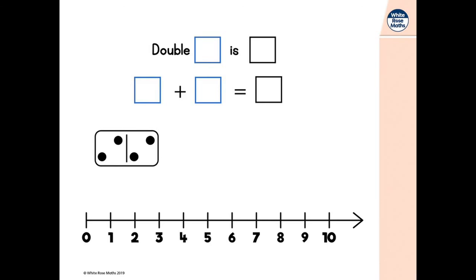Can you see? Yes, we're doubling the number 2. And when we double 2, we have to add 2 plus 2. Let's show that on a number line. We're going to skip count by 2s. There's 1 2 and another 2. And where did we end up? 4. So we can see that 2 plus 2 equals 4. But we're going to try saying it another way. Double 2 is 4.